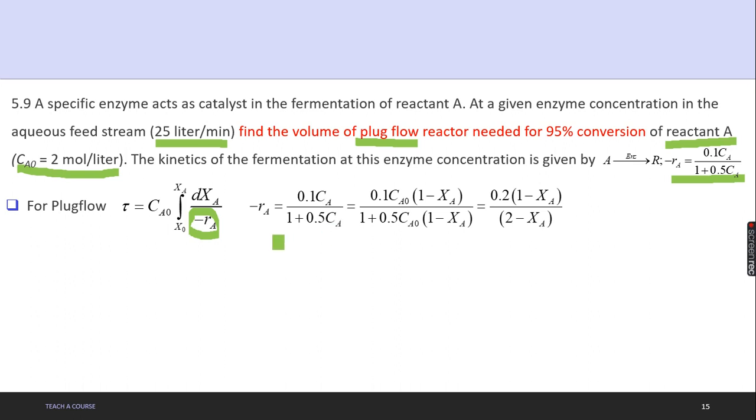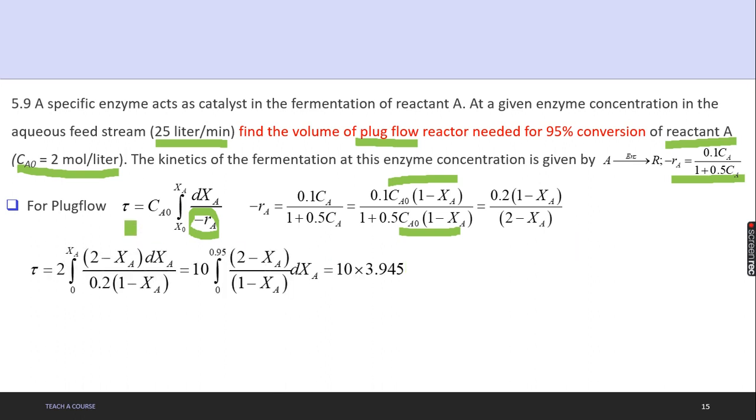So we can write minus Ra equal to 0.1 Ca over 1 plus 0.5 Ca, where Ca means Ca0 into 1 minus Xa. We make this change, and as we know the Ca0 value is 2 mol per liter, we put it back, so the expression for Ra becomes in terms of Xa. Now we can do the integration. Tau is unknown, and plugging in Ca0 equal to 2 mol per liter and the Ra expression in terms of Xa that we derived, we do the integration.